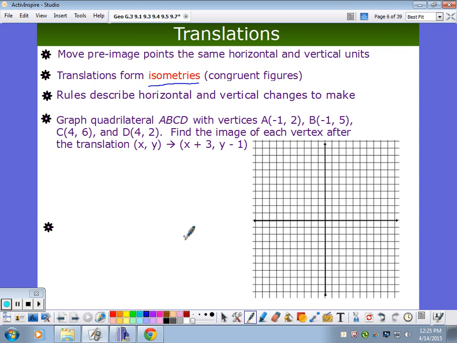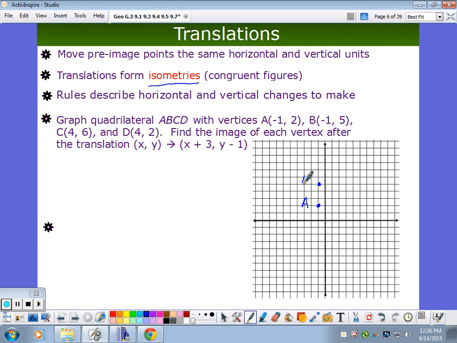On the front there, that first graph, we're going to graph the pre-image. This is the pre-image, A, B, C, D. So go ahead and graph them with me. Points A, B, C, D. Be sure you label your points when you graph. For example, here's -1, 2. Right here's the point, and that's A. So make sure you're labeling the points as you graph them. Everybody's graphing? Okay.